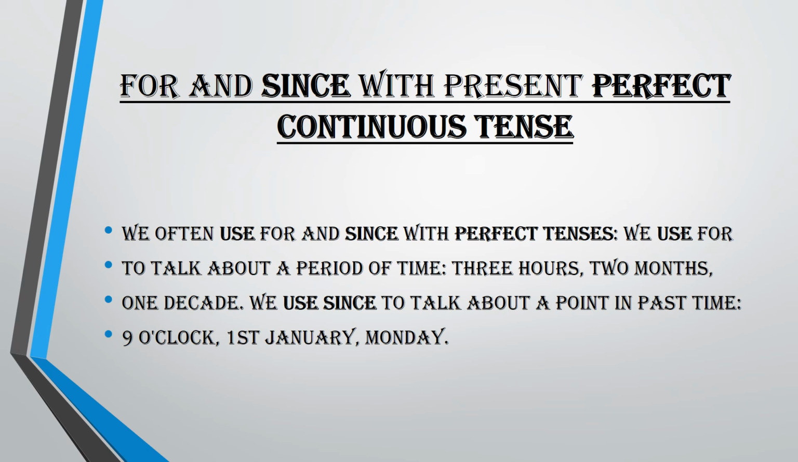We often use for and since with perfect tenses. We use for to talk about a period of time, like 3 hours, 2 months, 1 decade. It means the word for is used when a specific period is given, for example, 2 hours, 3 months, etc. And you have to use the word since when you talk about a point in past time, for example, 9 o'clock, 1st January, or Monday.